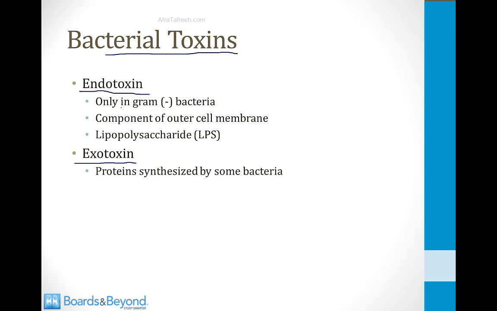Endotoxin is a substance that's only found in gram-negative bacteria. It's a component of the outer cell membrane of gram-negative bugs, and recall that only gram-negative bugs have an outer cell membrane. Gram-positive bacteria do not. And it's made up of a substance called lipopolysaccharide that we'll talk about in a minute. Exotoxins are proteins. They're synthesized by some bacteria and secreted, and when they get into the body or into the bloodstream, they can cause illness.